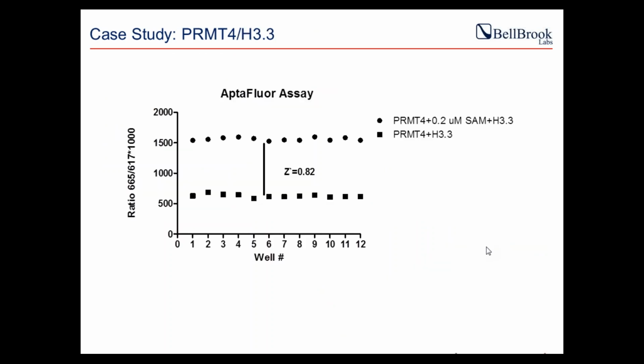Working with histone is not very easy either. It's a full-length protein, so we wanted to see if the Z prime gets affected, because earlier we had used peptides, which are easier to work with. So this is an example where we use histone protein and still get a very good Z prime of 0.8.